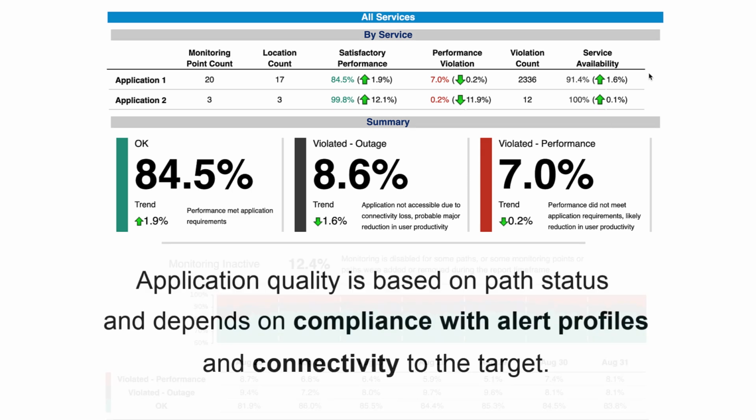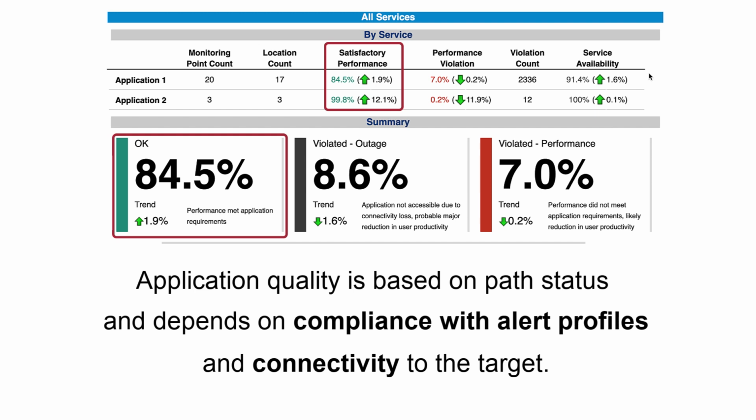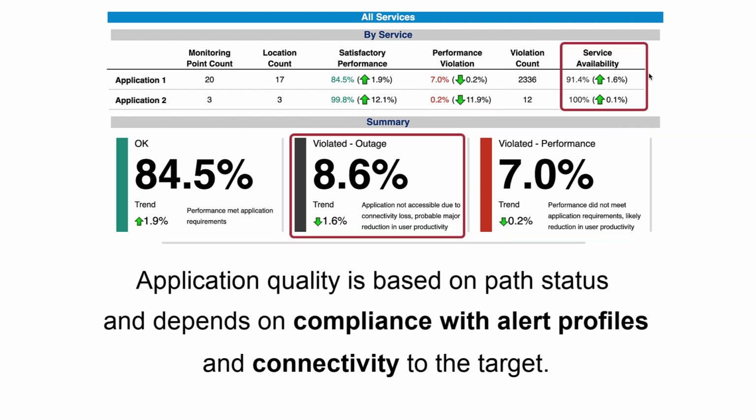App quality is based on path status and is considered satisfactory or in violation depending on whether the paths meet the performance thresholds set in their alert profiles. Outage and availability are based on whether the paths can connect to their target.